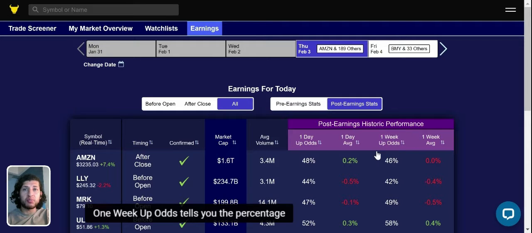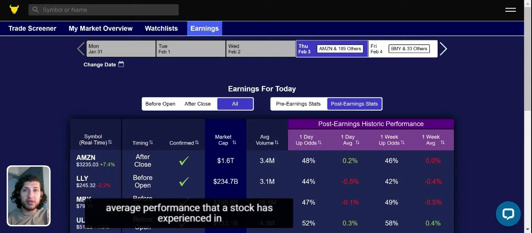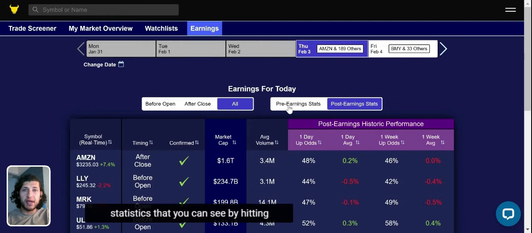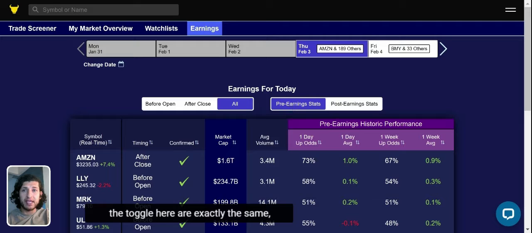1-week up odds tells you the percentage of time that a stock has experienced a positive move on the week or 5 trading days following its prior earnings releases. And finally, 1-week average tells you the average performance that a stock has experienced in the week following its prior earnings releases.